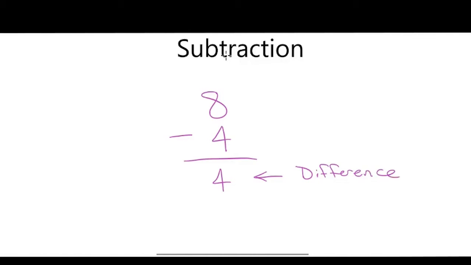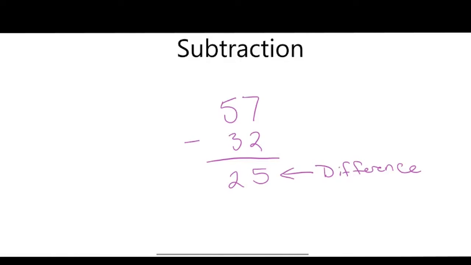Hello again. Today we're talking about subtraction. So let's say I have 8 minus 4. Well, if I have 8 and I take away 4, then the answer is 4. So the answer when you do subtraction is called the difference.